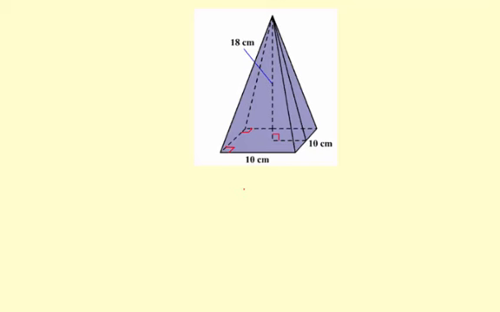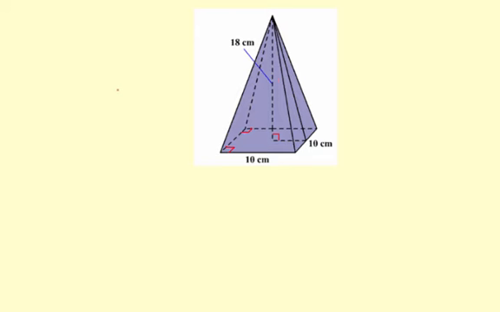So the big picture for this lesson is volume of pyramids and cones. So here's a pyramid. Now the volume of a pyramid is 1/3 of the volume of the corresponding prism. In other words, if we had a prism that was 10 by 10 by 18, that volume would be 3 times the volume for this pyramid right here.